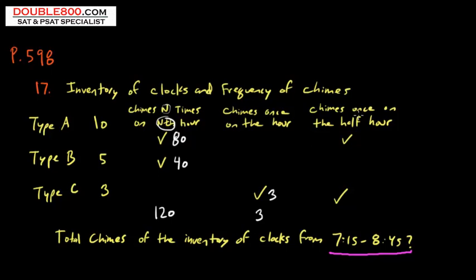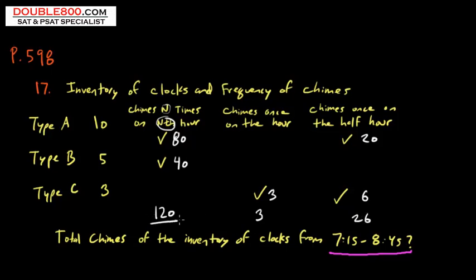And the last one, again, this is a little tricky as well. Chimes once on the half hour. The half hour is the bottom of the hour. It's not 8 o'clock. That's the top of the hour. Once on the half hour, how many half-hour time periods? Well, 7:30 and 8:30. There are 2. So this is 2 times the 10. This check mark's 20. And then type C has the check mark. So 3 times 2, and that is 6. And we add these down, and that's 26.